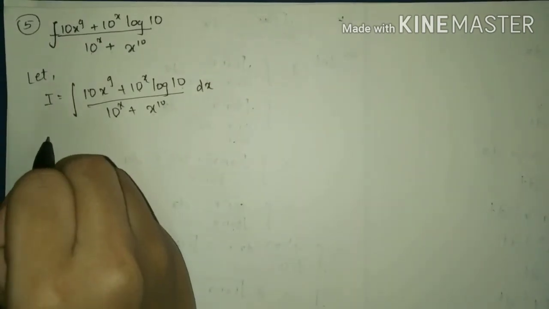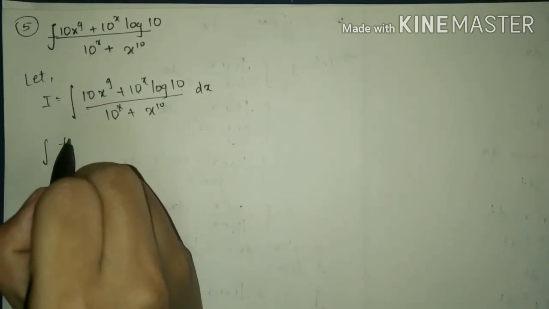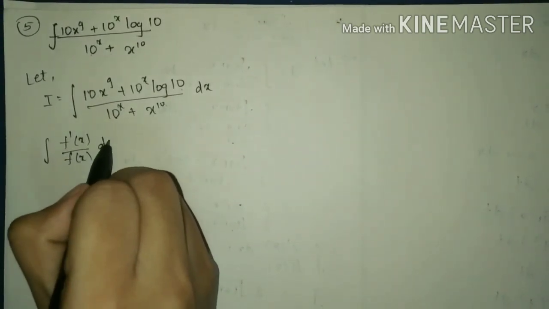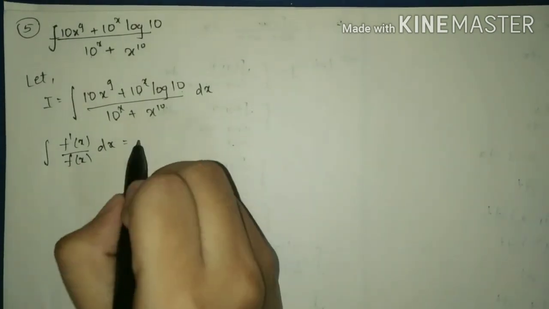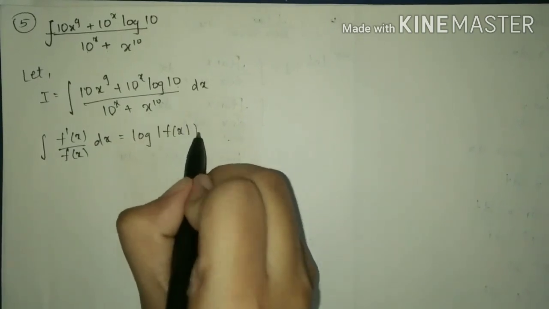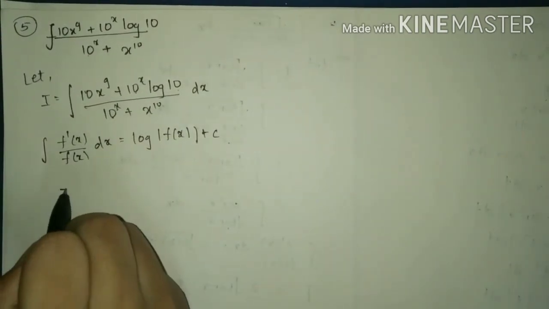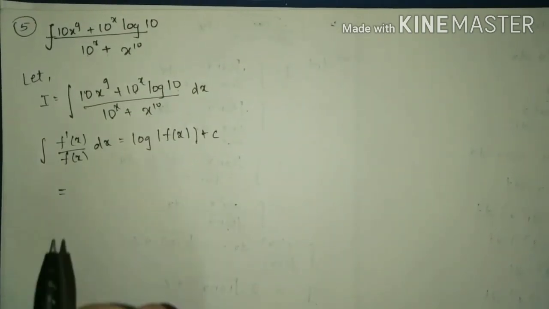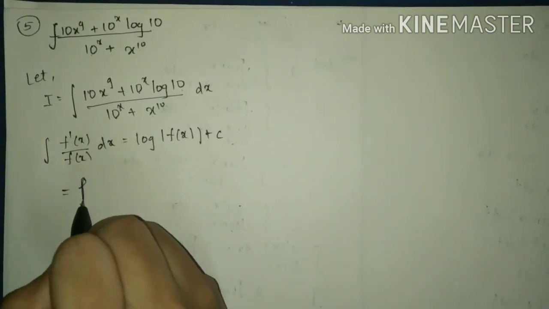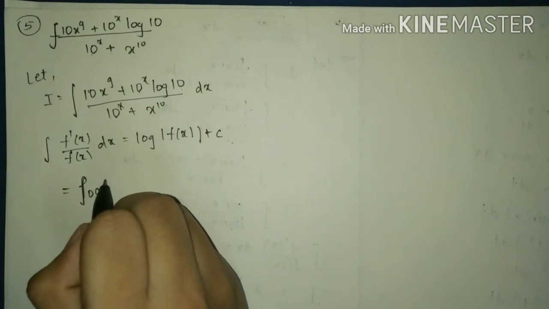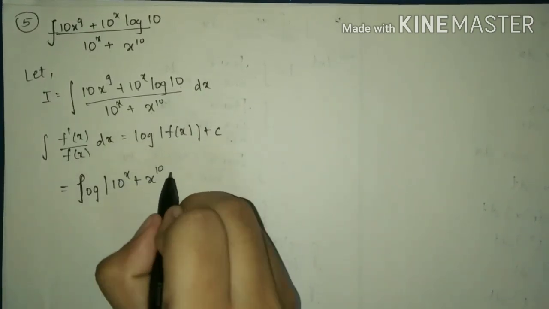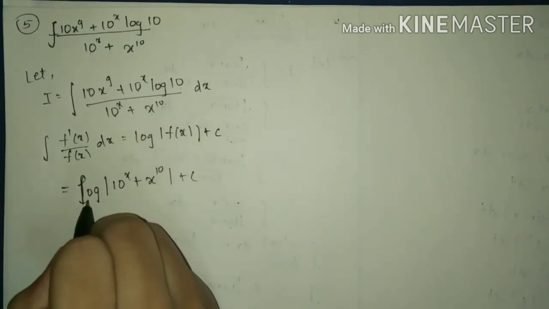So here we apply the result f dash of x upon f of x dx is equal to log f of x plus c. Without solving or anything, just by looking at the sum you should get to know. So here we directly get the answer as log of 10 raised to x plus x raised to 10 plus c. Solve the sum.